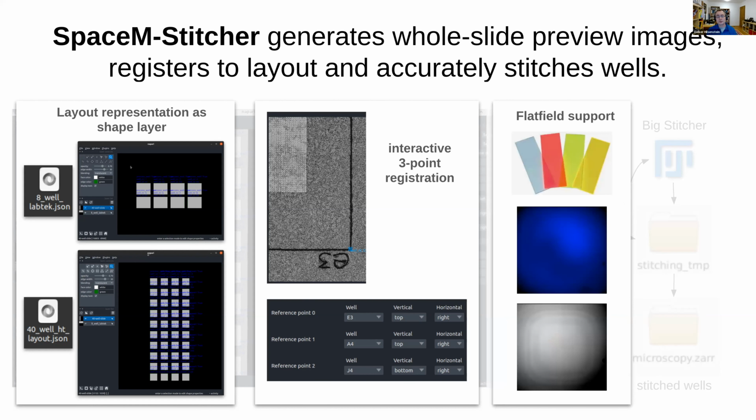We also have built-in flat fielding support. Some of the pictures that I'll show later haven't been processed with flat fielding support, so you still see gridding. But for people who also want to do quantitative fluorescence, this is an essential step.